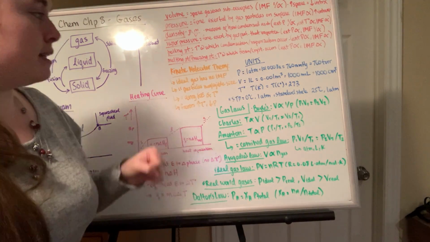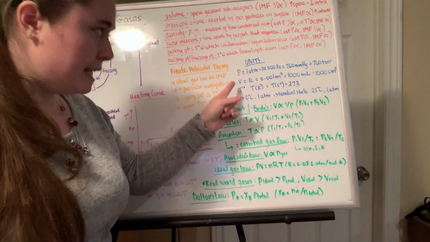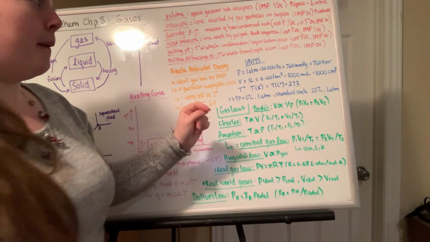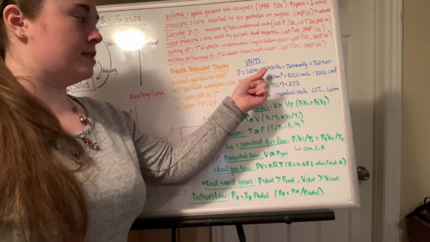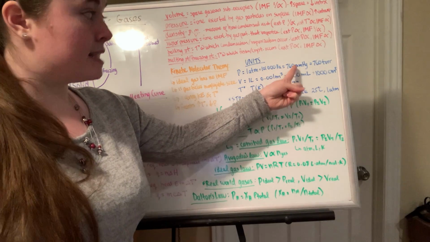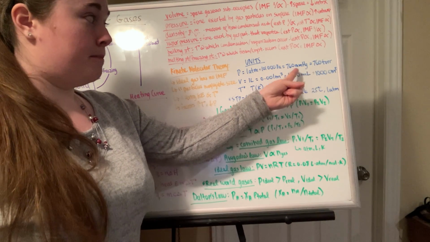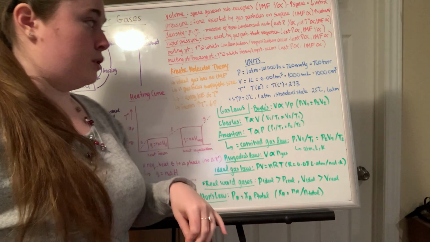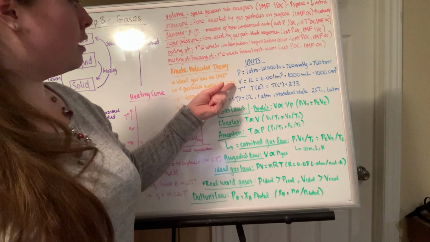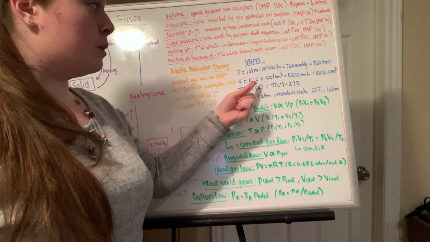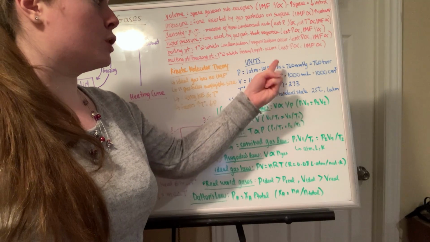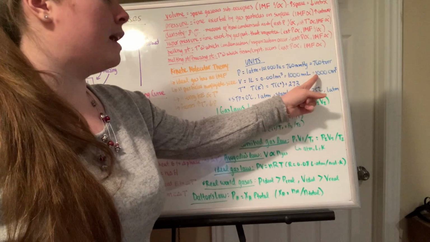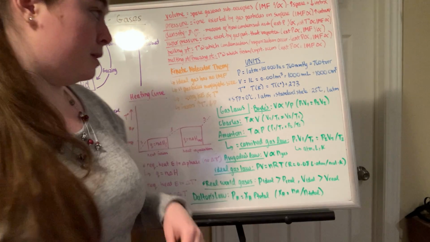Okay, so now let's look at the units. For pressure, 1 atm equals 101,000 pascals. 101,000 pascals equals 760 mmHg, right? Millimeters of mercury equals 760 torr. Those are definitely conversions that you need to know. Then we have volume, which can be measured in liters: 1 liter equals 0.001 meters cubed. 1 liter also equals 1,000 milliliters, and that also equals 1,000 centimeters cubed.